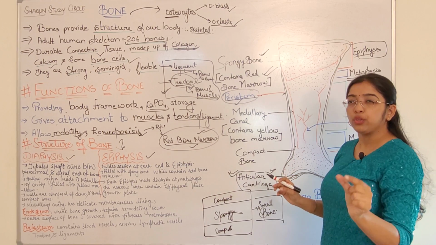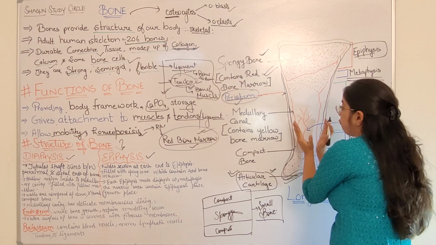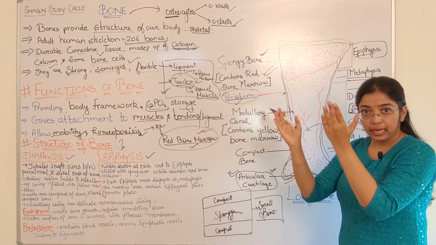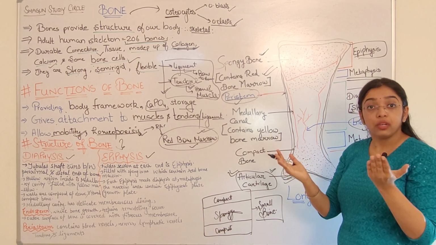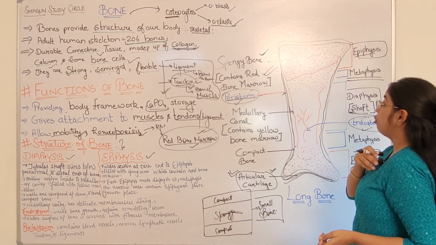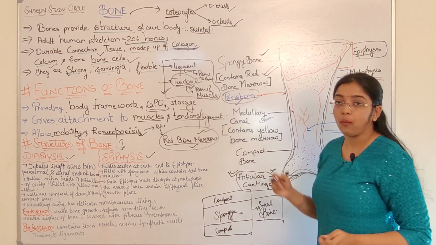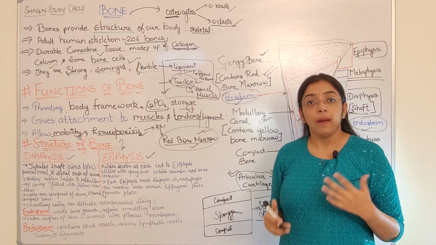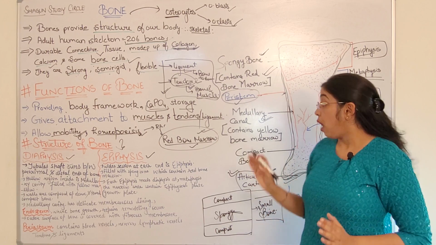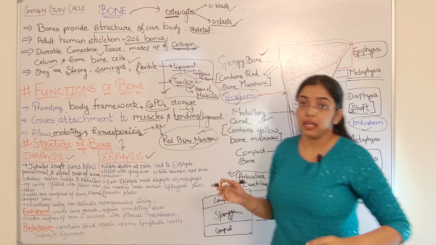Diaphysis is a long tubular or shaft-like structure, as you can see. So, it kind of forms a canal. Canal is also a long tubular shaft-like structure. So, this diaphysis also contains this canal-like structure. This canal is called medullary canal. Now, what does the medullary canal contain?